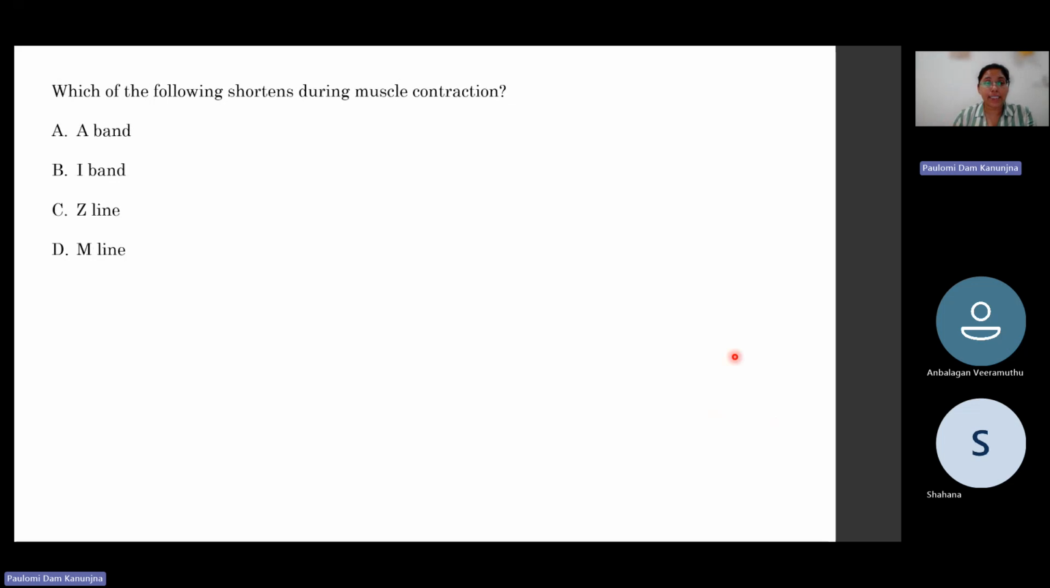Okay, quickly again. Now think and answer. When your muscle is contracting, which of these is actually shortening? We have discussed this. Just imagine which one is the one which actually disappears or shortens.